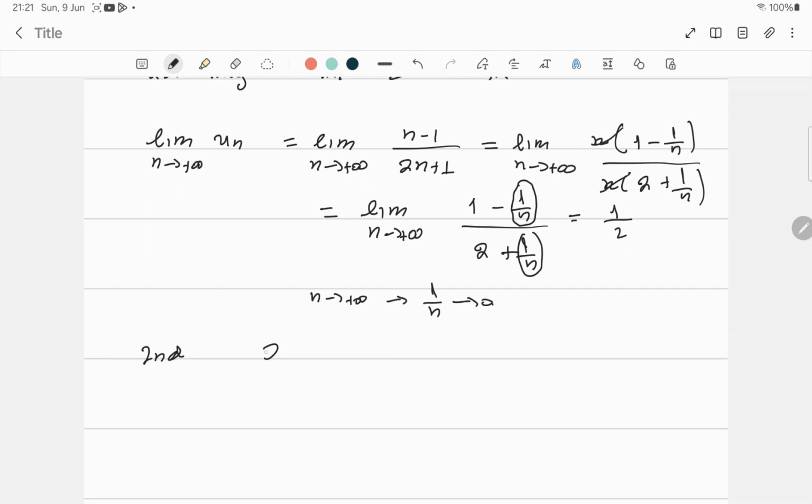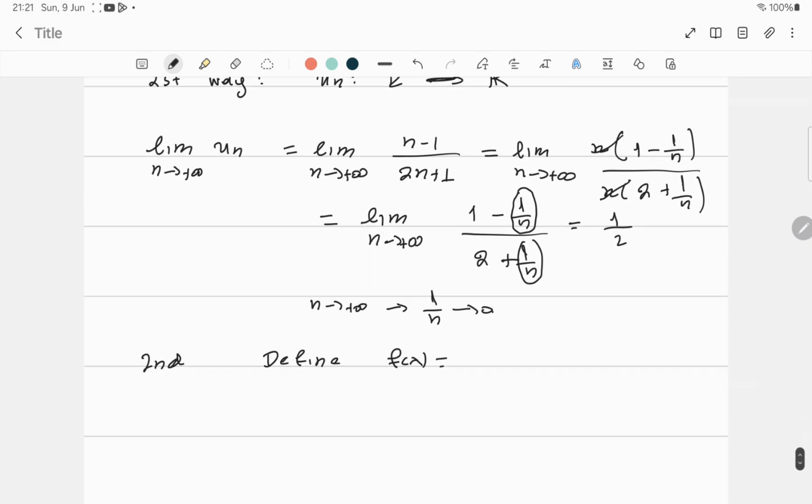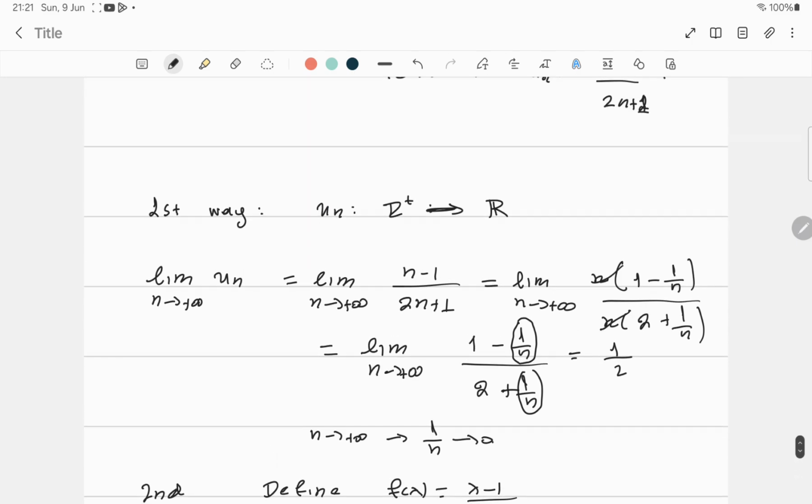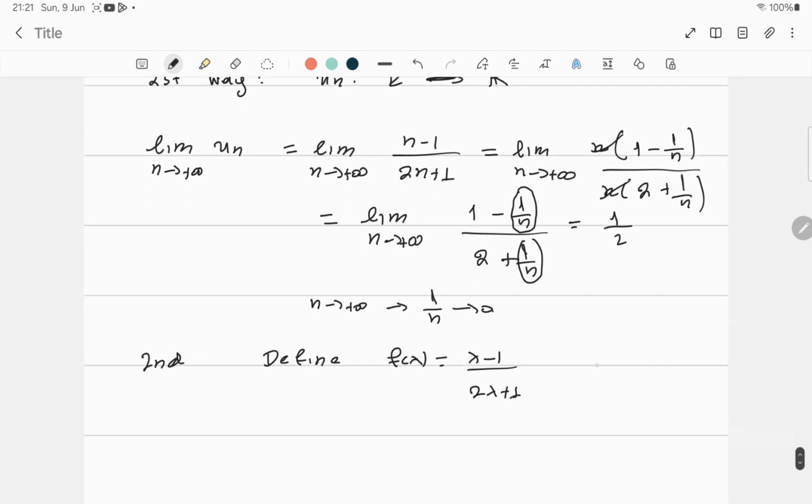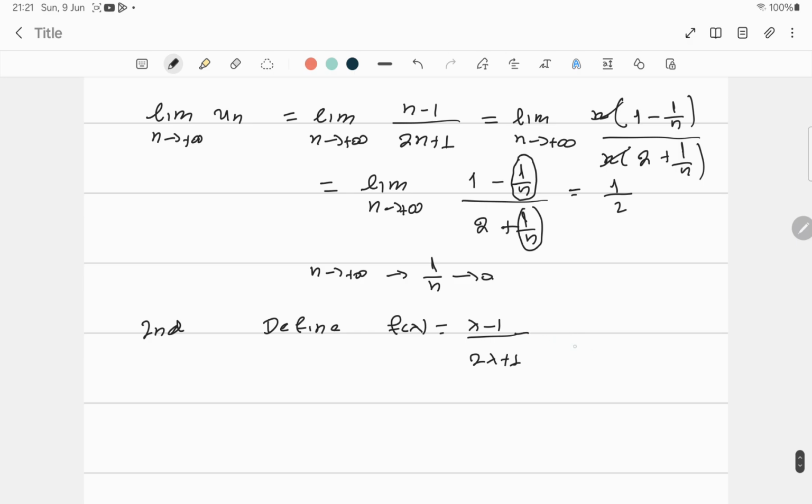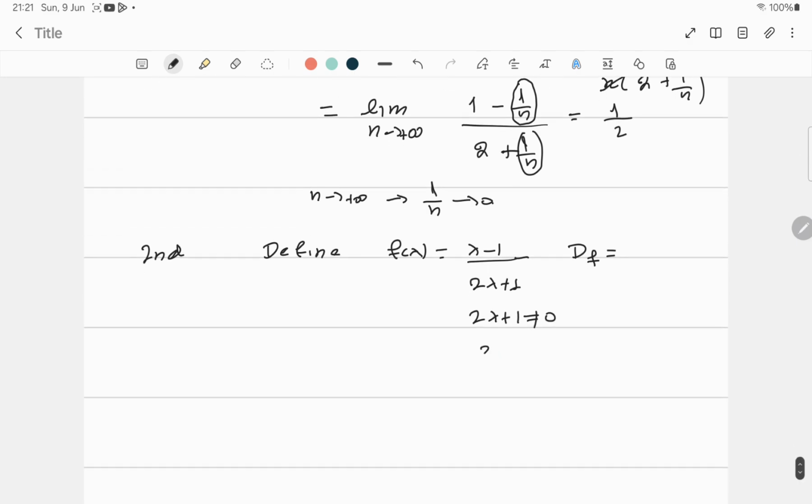Second way, we define a function f of x equals (x minus 1) over (2x plus 1). So this function takes real values. The domain of this function is, so the 2x plus 1 should not be equal to 0. 2x should not be equal to minus 1, so x should differ from minus a half. The domain is all the real numbers except the value of minus a half.